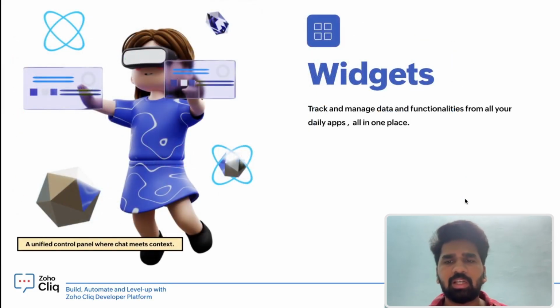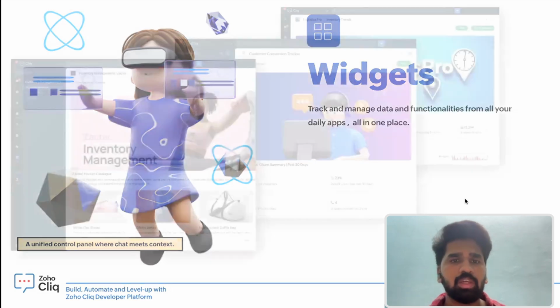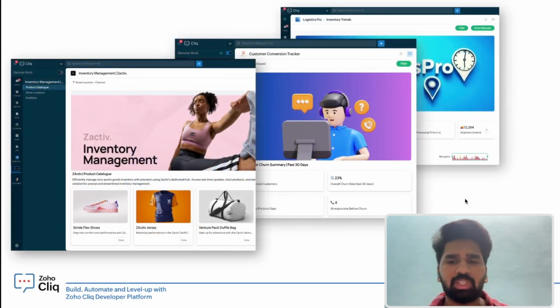Next is widgets. Think of a widget in Click as a unified control panel, just like a cockpit in an aircraft. From one place, you can track, manage, and control everything, whether it's pulling data from different apps, showing live updates, or letting you take quick actions. No need to switch tabs or tools. Everything you need is right in front of you inside Click.